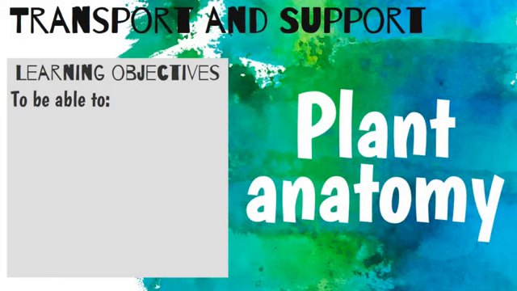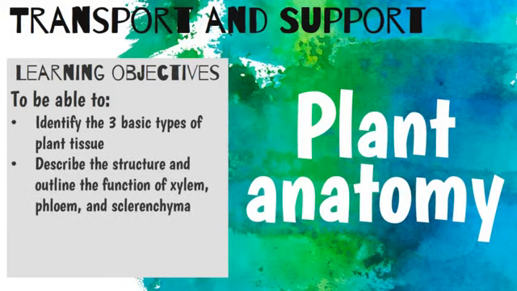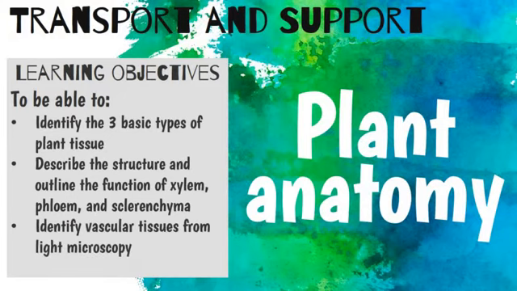Hello, for today's lesson on plant anatomy, we're going to look at three short things. Firstly, we're going to look at the basic types of plant tissue and identify what they are. Next, we're going to focus on vascular tissue in particular and look at the structures and functions of xylem, phloem and sclerenchyma. And then after that, we're going to identify vascular tissues from light microscopy pictures.